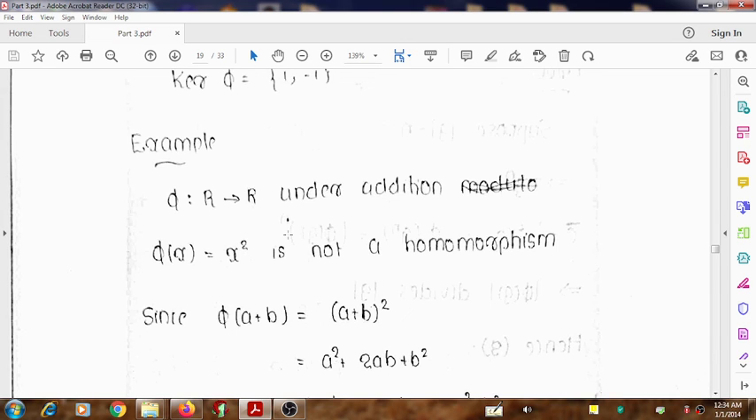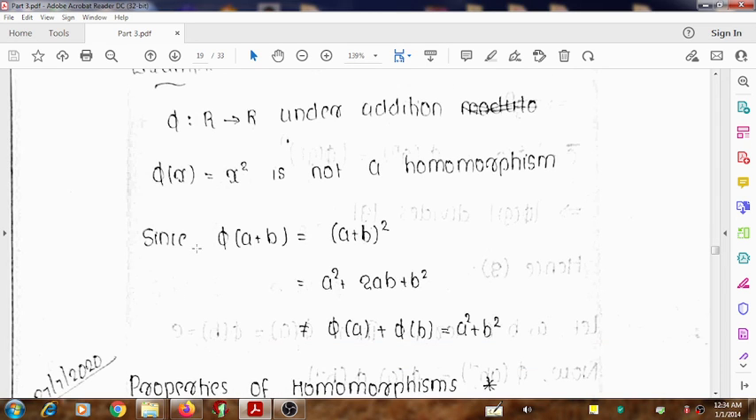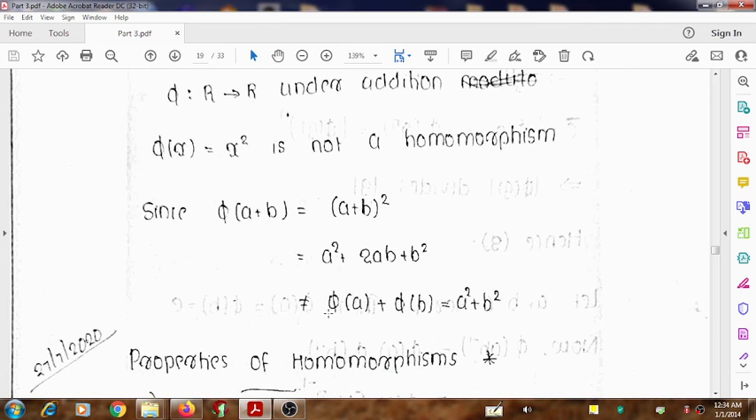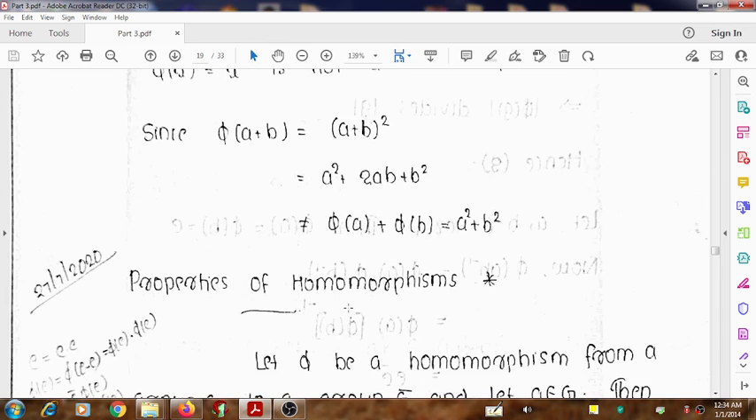Consider the function phi defined from R to R under addition. Actually, the operation is addition, and phi of x is defined as x square. But it is not a homomorphism, because addition is the operation. So phi of a plus b equals a plus b the whole square, that's equal to a square plus 2ab plus b square, and that's not equal to phi a plus phi b. What is phi a plus phi b? It equals a square plus b square. So it's not equal.